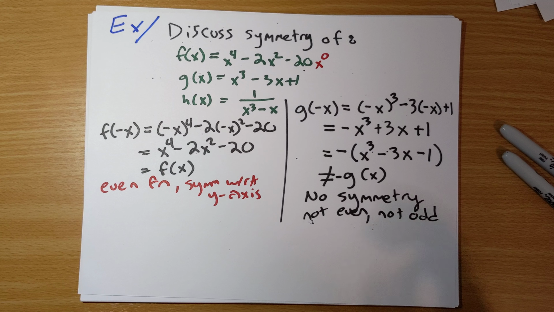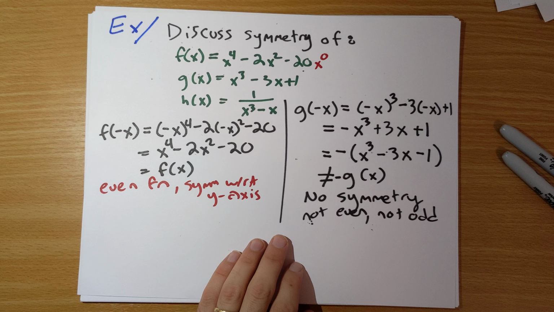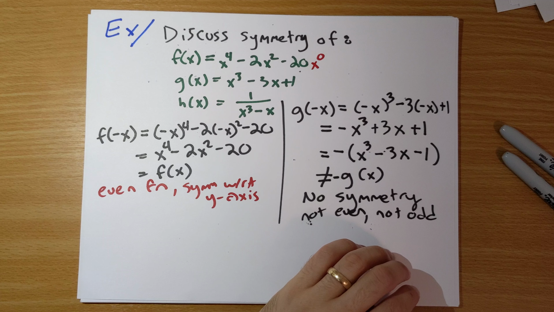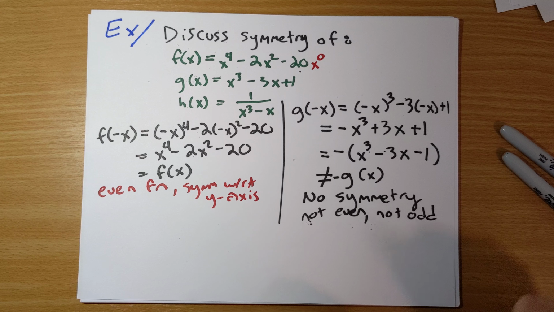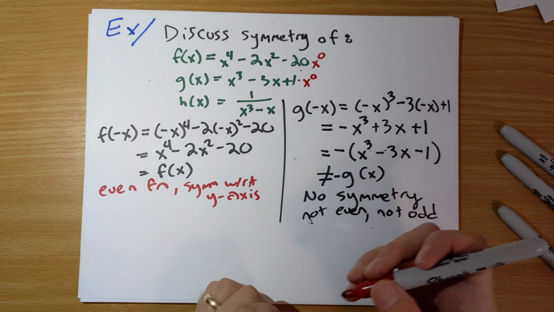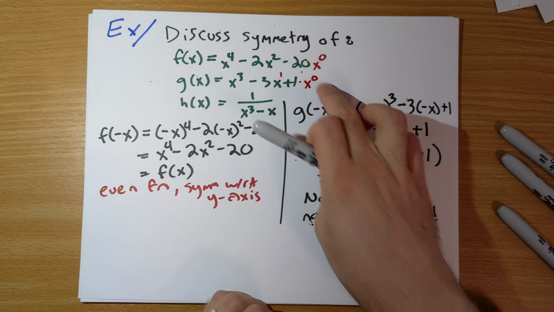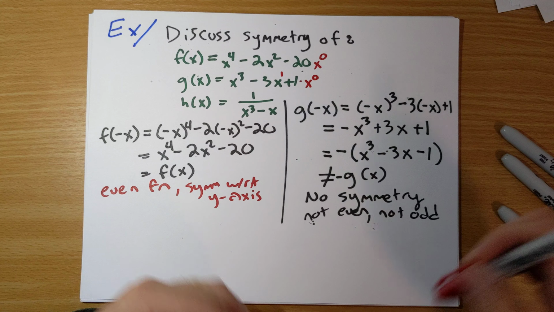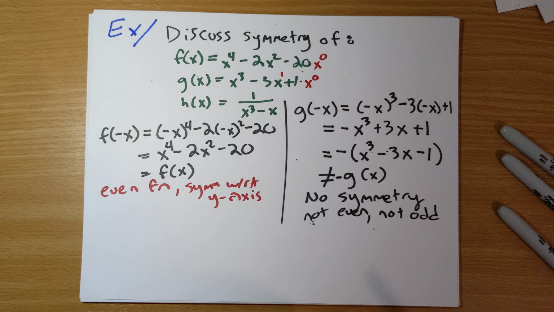Any positive integer, I should say, must be either even or odd. But functions in general don't have to be either even or odd. This one is neither even nor odd. And again, let me just make the point here. This 1 is really 1 times x to the 0. The exponents here are 3, 1, and 0. Two of them are odd, one of them is even. It's not all odd or all even, so we shouldn't expect there to be symmetry.